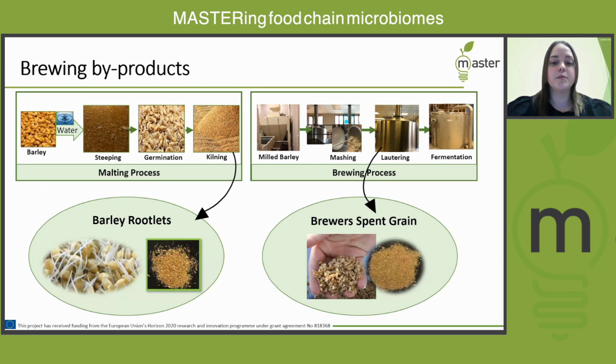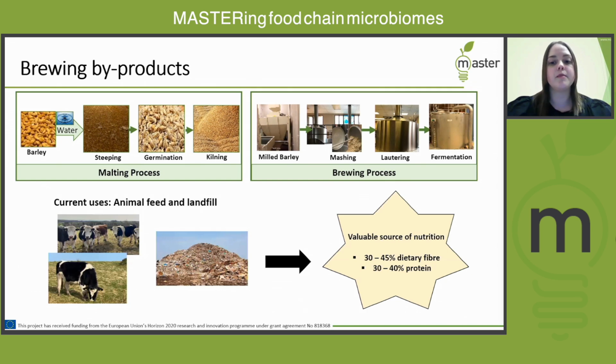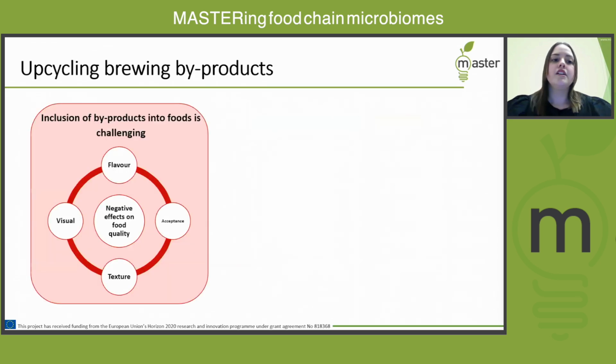Brewer spent grain is the most abundant byproduct of the brewing process, with about 36 million tons of this produced globally each year. Currently, these byproducts are used as animal feed and sometimes disposed of in landfills, which is quite unsustainable. However, they represent a really valuable source of nutrition, containing about 30 to 45% dietary fiber and between 30 and 40% protein.